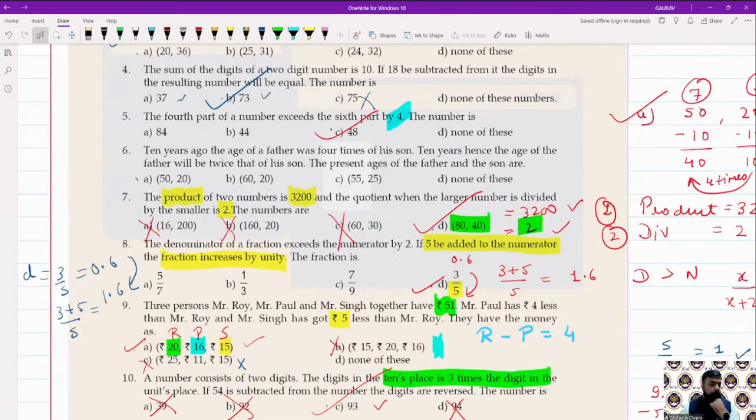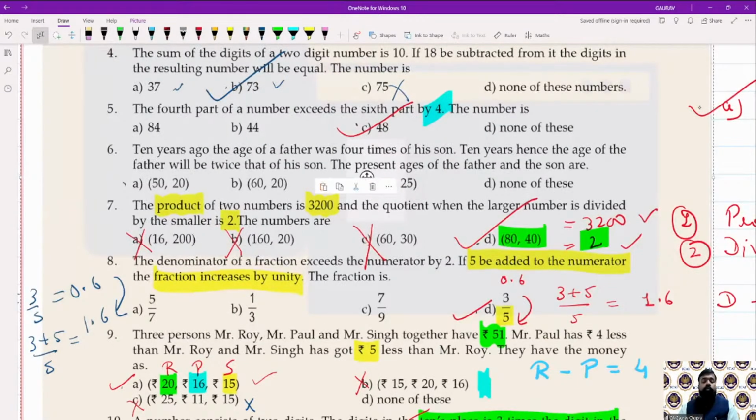Then Meghna Chauhan is asking about question number 5. See, in question 5, it says the fourth part of the number. Fourth part means 1/4. And sixth part means 1/6. तो अब क्वेश्चन ने क्या बोला कि किस नंबर का हम 1/4 निकालें और 1/6 निकालें सो दैट दोनों का डिफरेंस कितना आ जाए? 4 आ जाए. तो कौन से ऑप्शन का आपको 1/4 निकालना है, 1/6 निकालना है, सो दैट डिफरेंस कम्स एज 4.